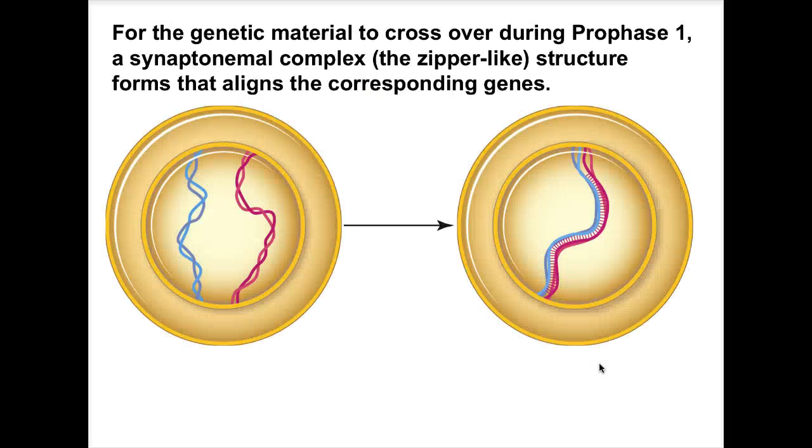And by the way, they estimate that 3 to 5 crossing over events occur per homologous chromosome.